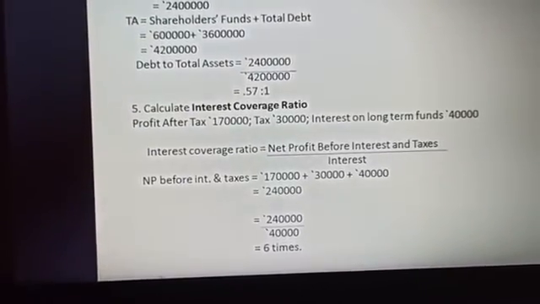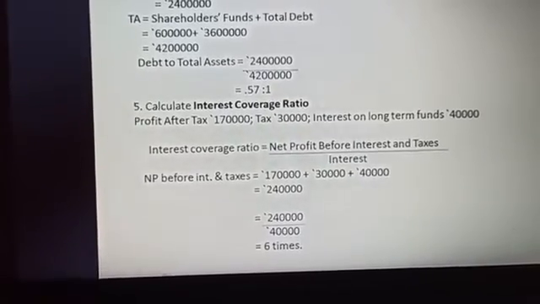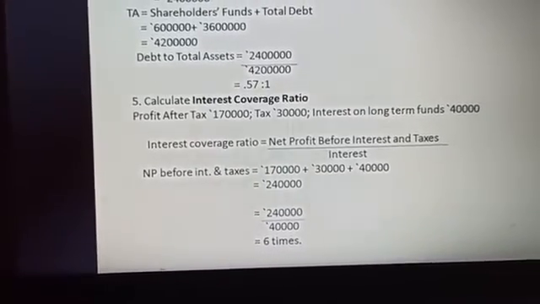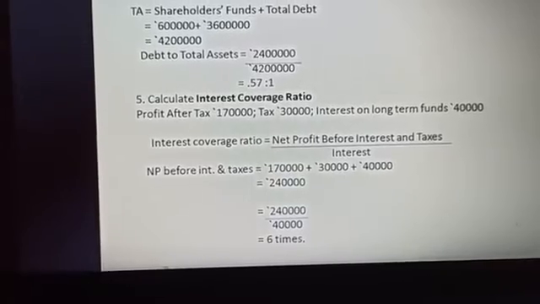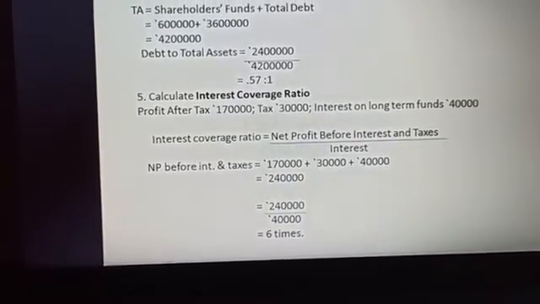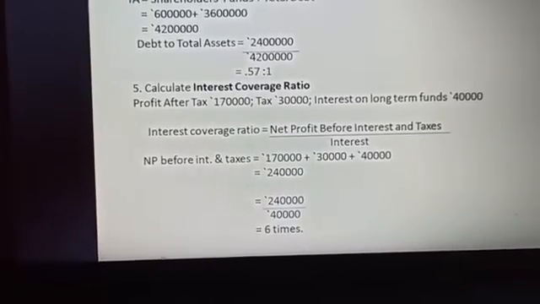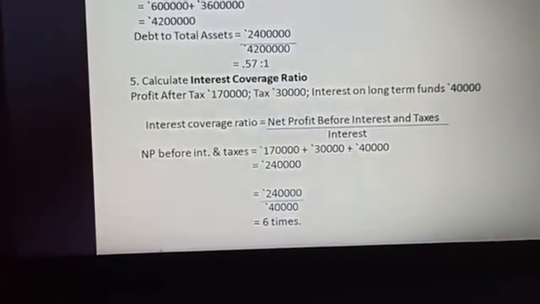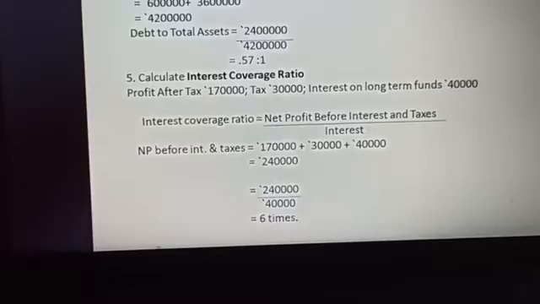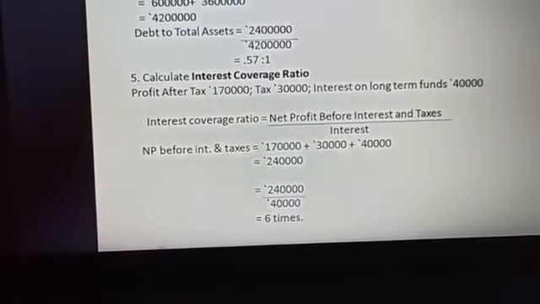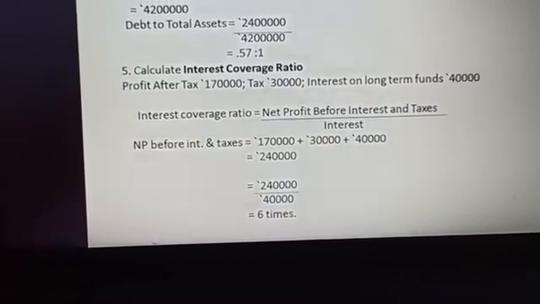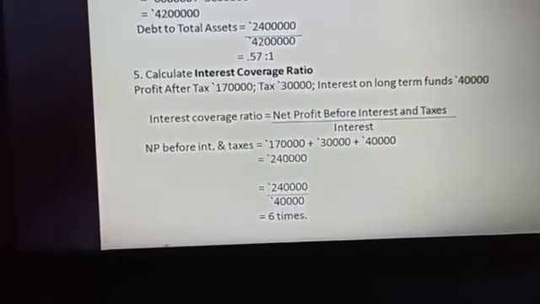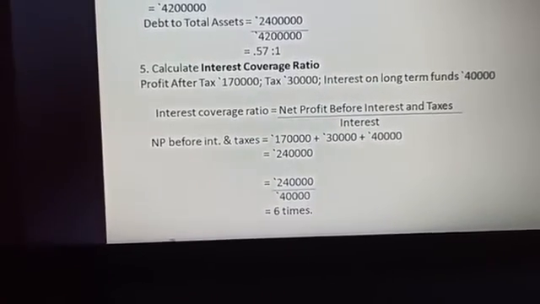Next, and the final one, we are asked to calculate the interest coverage ratio, where profit after tax is given 1,70,000, tax is given 30,000, and interest on long-term funds is given 40,000. Interest coverage ratio formula goes as net profit before interest and tax divided by interest. Net profit before interest and tax is calculated by adding tax and interest to the net profit after tax. So we get 1,70,000 plus 30,000 plus 40,000, we get 2,40,000. And we have the value of the interest given to us, 40,000. So 2,40,000 divided by 40,000, it comes to 6 times.